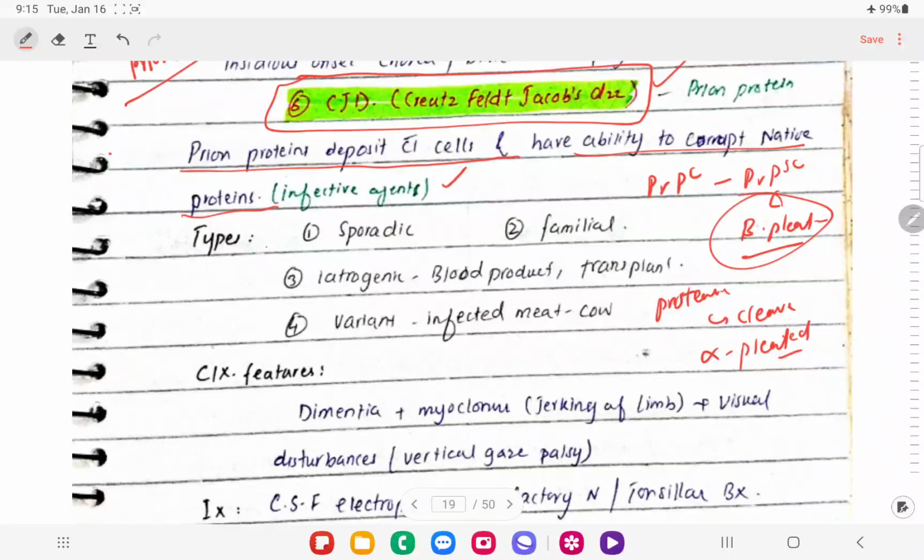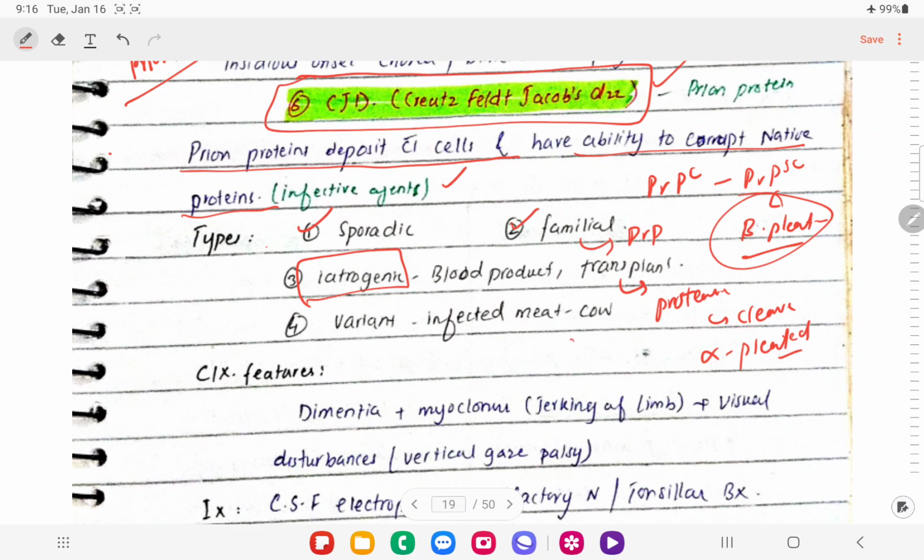So let's talk about the sporadic form. The sporadic form is the idiopathic form, right? We don't find any cause of that. All right, so the next type is the familial form. In this form, we have a defect in the PRP gene. When there's a defect in the PRP gene, this is going to cause the prion disease. And another one is iatrogenic, like if we transplant a cornea from an infected person, it will cause CJD in the recipient, right?